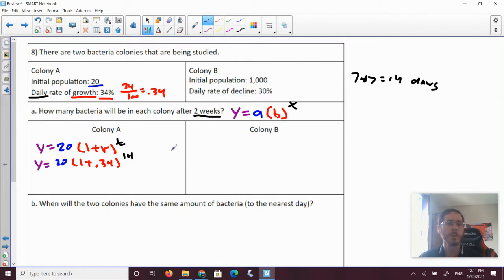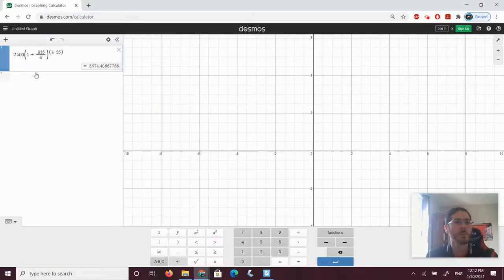All right, well, we've got our formula, so we can just throw this right into Desmos again. So let's go ahead and do that. 20 times 1 plus 0.34, to the 14th power, so 1203.64, but we're talking about bacteria, so we probably want to go to the nearest whole number.